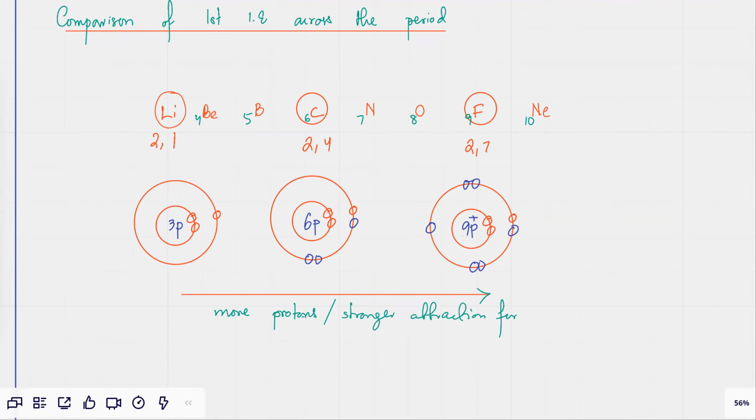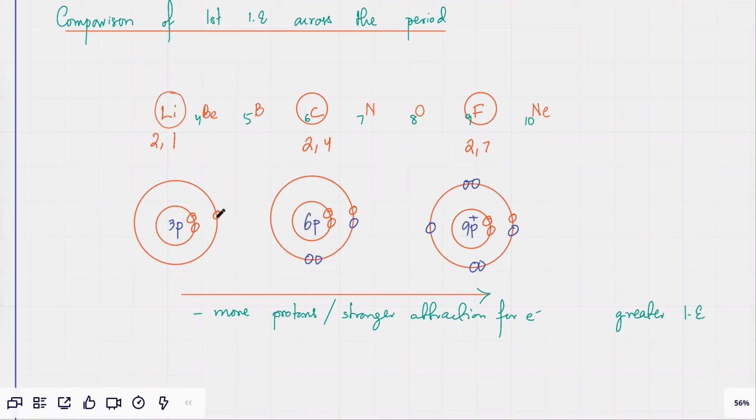Yes, sir. So fluorine over here, because it has 9 protons, there's a lot more positive charge. So the electrons would be very tightly held by this larger nuclear charge. There's going to be stronger attraction for electrons, and that would result in greater ionization energy. It becomes more and more difficult to remove electrons. That's factor number one: across the period, you've got more protons, right?